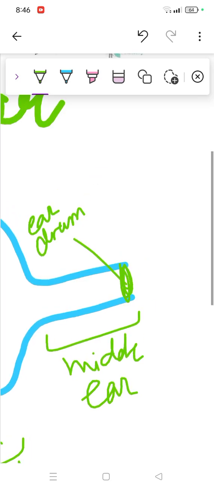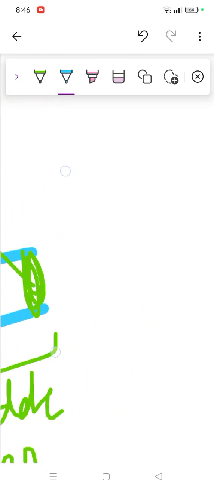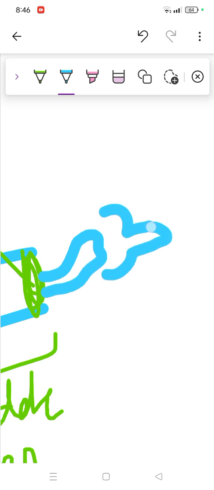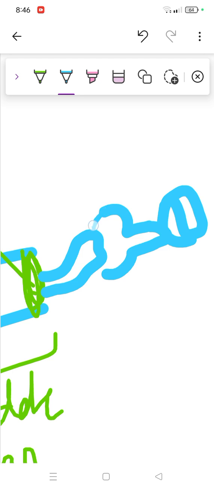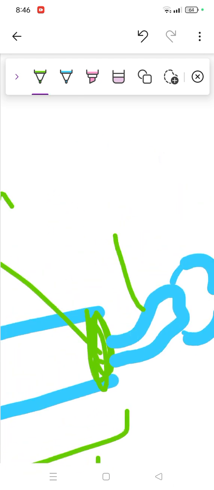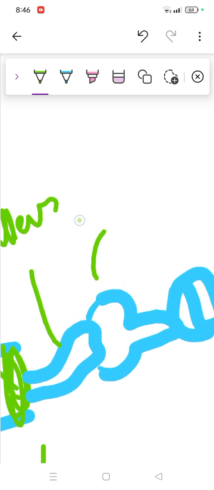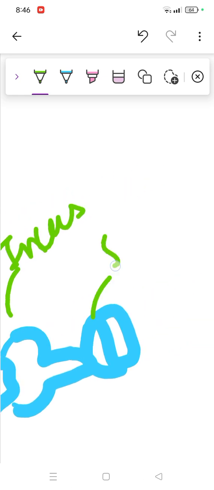Here comes our main part, our main bones. One is this kind of structure, the second is this kind of structure, and the last one is like this. These three bones are present. What are they? They are called malleus, incus, and the last one is stapes. These three bones also have other names.